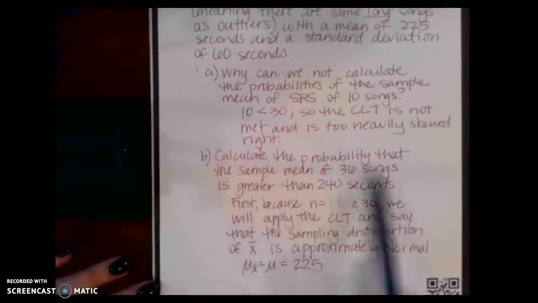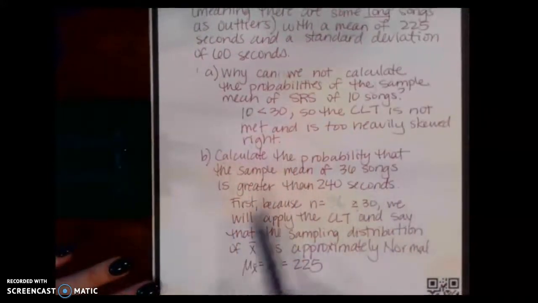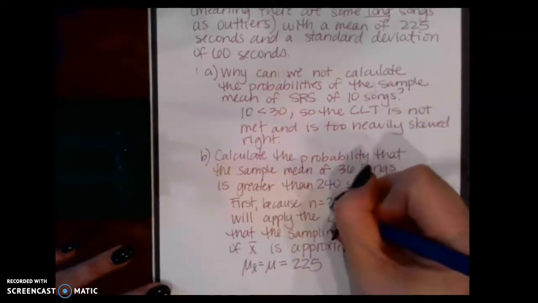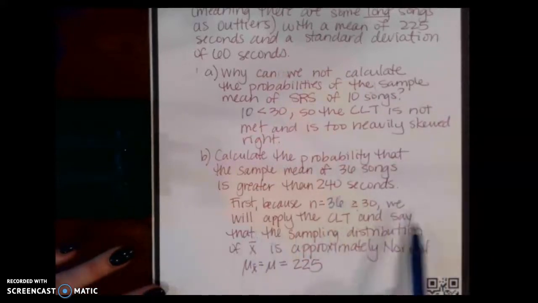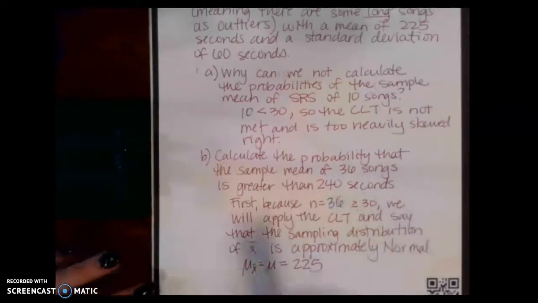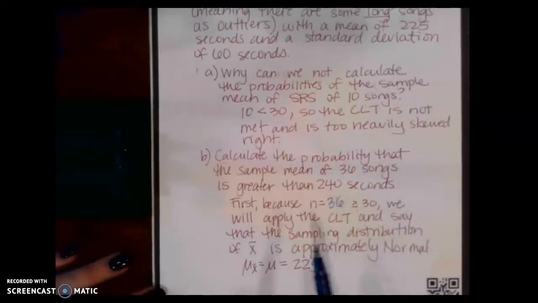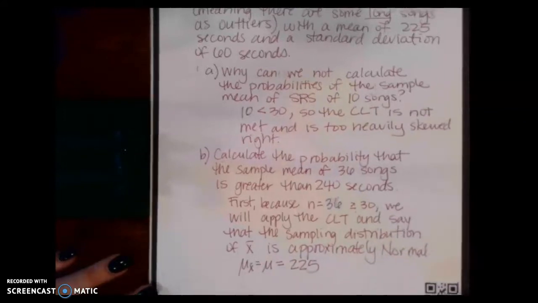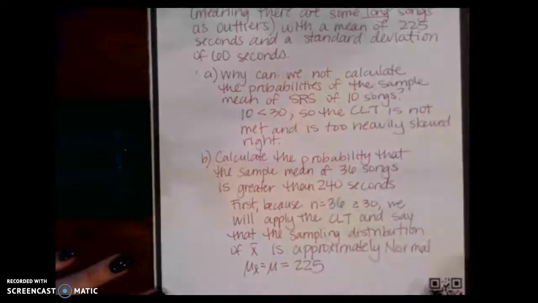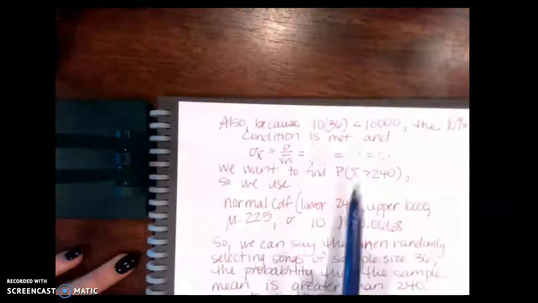But let's calculate the probability that the sample mean of 36 songs is greater than 240 seconds. First, because n is equal to 36, which is greater than 30, we will apply the central limit theorem and say that the sampling distribution of x bar is approximately normal. You need to establish why you can call it normal, so you have to invoke the central limit theorem. So we get mu sub x bar is equal to mu, which is 225, because we had 225 seconds as our mean.